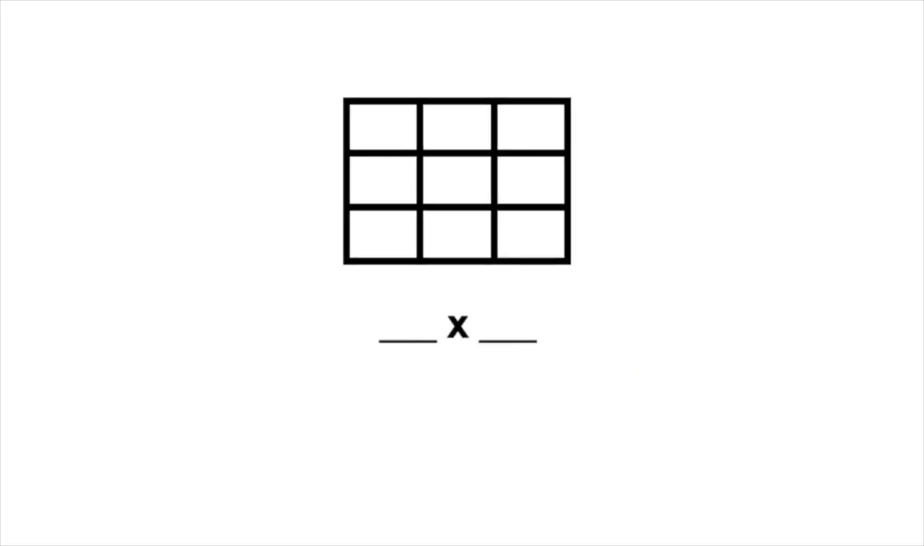Let's practice with another array. We will label each side. This side has 1, 2, 3, so we'll label our first factor as 3. This side has 1, 2, 3 also, so our other factor is 3. 3 times 3. Let's count them all up. 1, 2, 3, 4, 5, 6, 7, 8, 9. 3 times 3 equals 9.